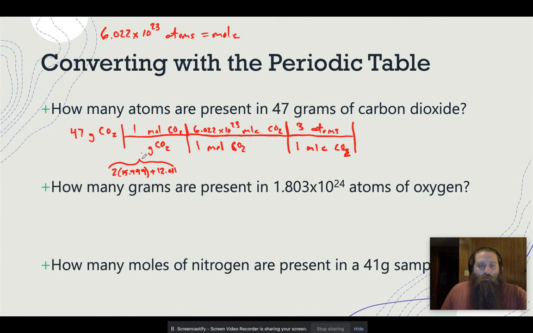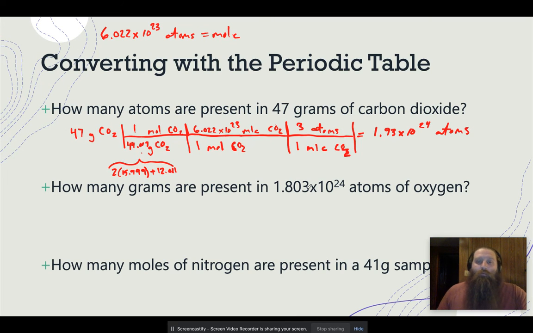So we need to figure out our molar mass. 15.999 times 2 plus 12.011 gives us 44.009. So now we just run our math: 47 divided by 44.009 times 6.022 E 23, times 3. That tells me that there are 1.93 times 10 to the 24th atoms.